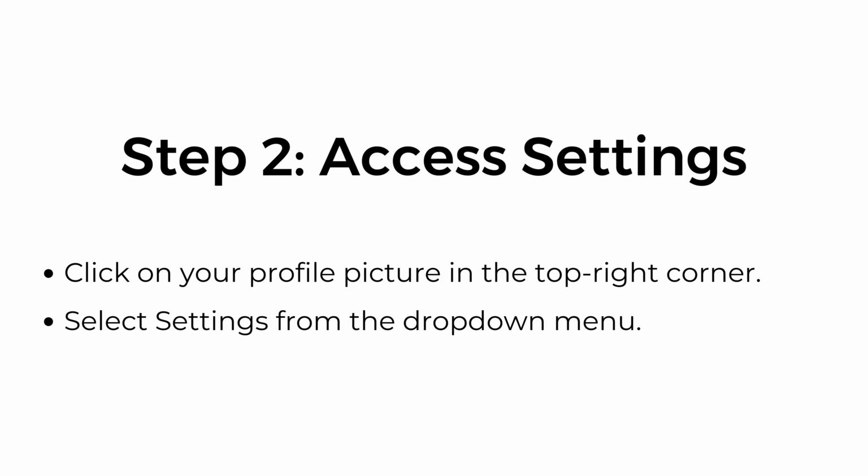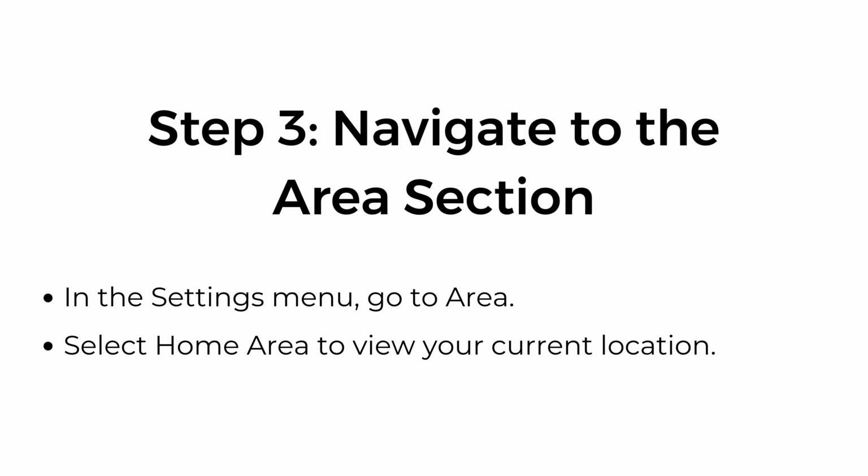Step number 2. Access settings. Click on your profile picture in the top right corner. Select settings from the drop-down menu. Step number 3. Navigate to the area section. In the settings menu, go to area. Select home area to view your current location.